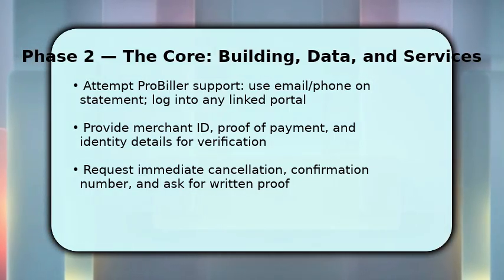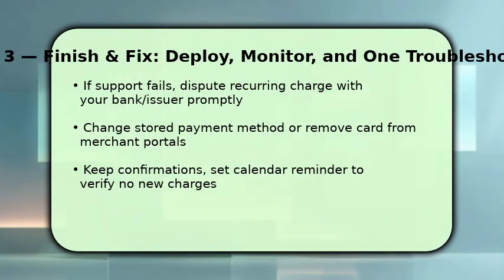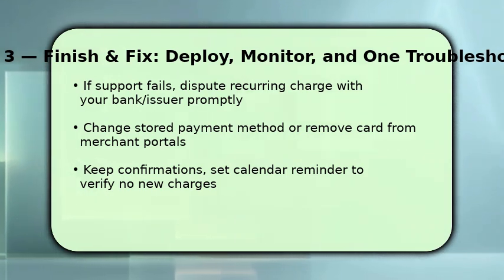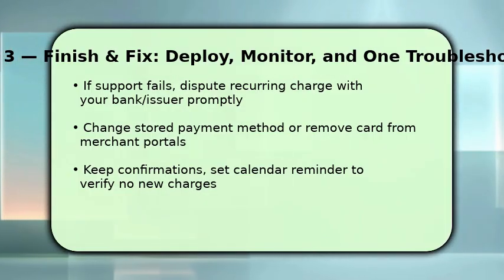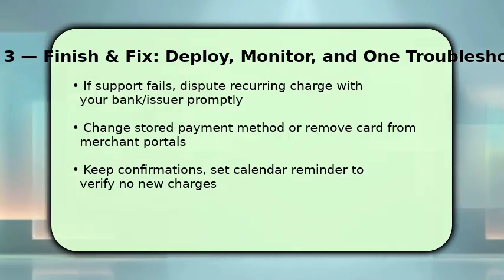You finish by blocking future charges and resolving problems. If the vendor fails to cancel, file a dispute or chargeback with your bank or card issuer immediately and provide your cancellation attempts and proof. Also, remove or update the stored payment method in any merchant portal and change passwords if needed. Once done, save all confirmation emails and set a calendar reminder to check your statements over the next 2 billing cycles. If a charge reappears, contact your bank and escalate with the documented evidence.